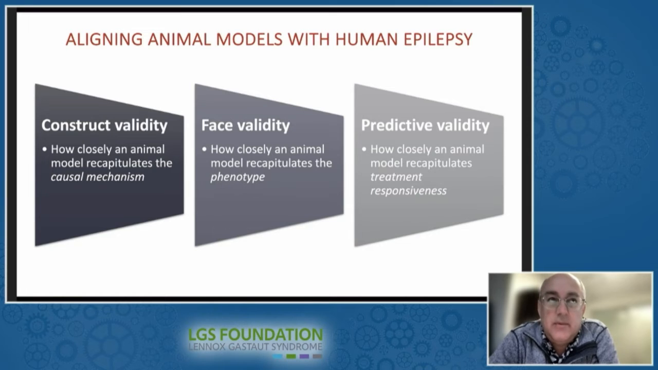So we define that as how closely an animal model recapitulates the treatment responsiveness. If there's a standard of care set of drugs that those patients take, your animal model should also identify those drugs as being efficacious. And if there's a set of AEDs that patients don't respond to, your animal model should also not respond to those. And so those are the three ways we look at modeling different types of epilepsies here in the lab.